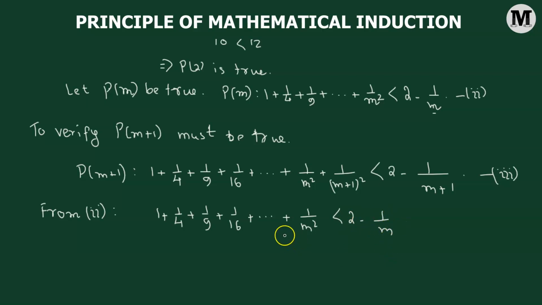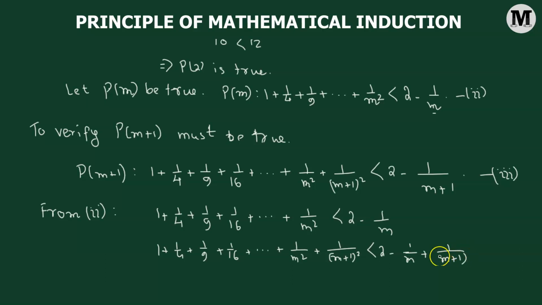Now what we'll do, we're going to add one extra term to both of the two sides. So we have 1 plus 1 over 4 plus 1 over 9 plus 1 over 16 going all the way up to 1 over m squared added to 1 over (m plus 1) whole squared. So we're saying that this is less than 2 minus 1 over m added to 1 over (m plus 1) whole squared. Fine. So there's an extra term which is 1 over (m plus 1) whole squared. We are adding to both sides.